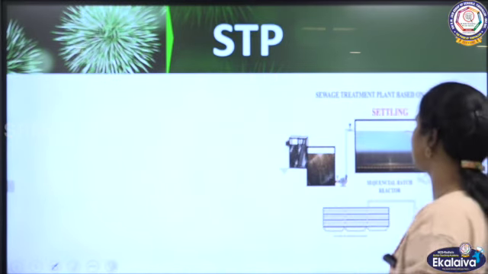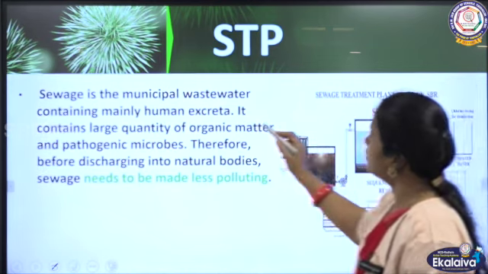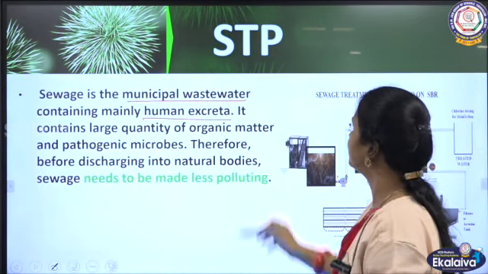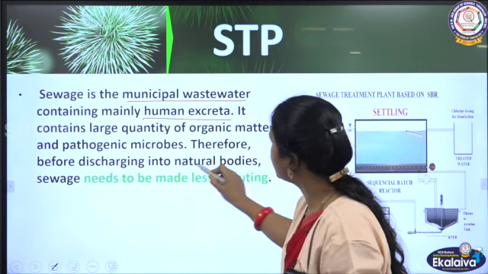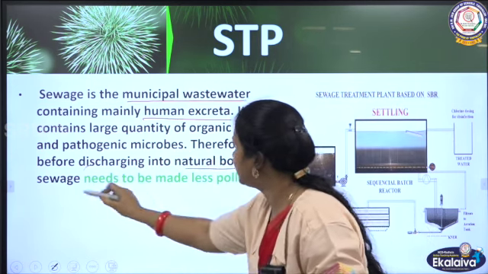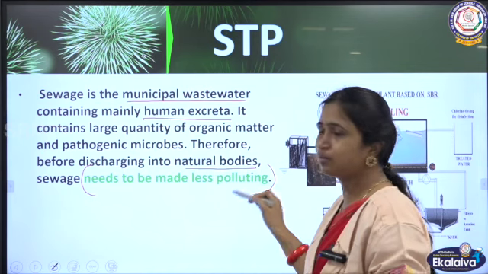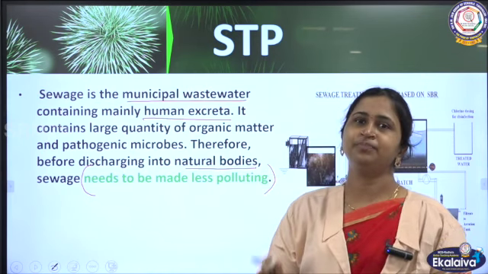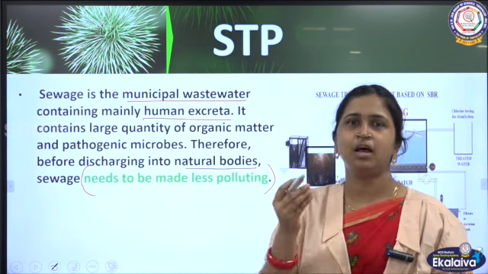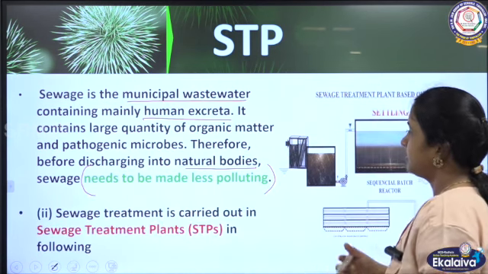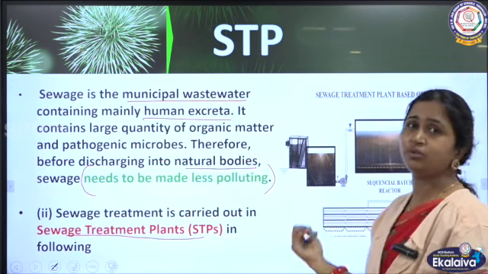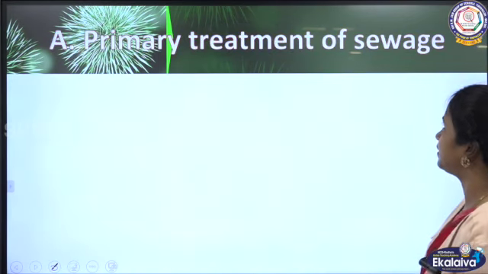We will see first. It is a municipal wastewater containing human excreta also. Therefore before discharge into natural water bodies, it needs to be made less polluting. I cannot assure you that it is 100% pollution free. It will be there, but it is less harmful. So there is a sewage treatment plant. What are the steps it is going to have? We'll see one after the other.